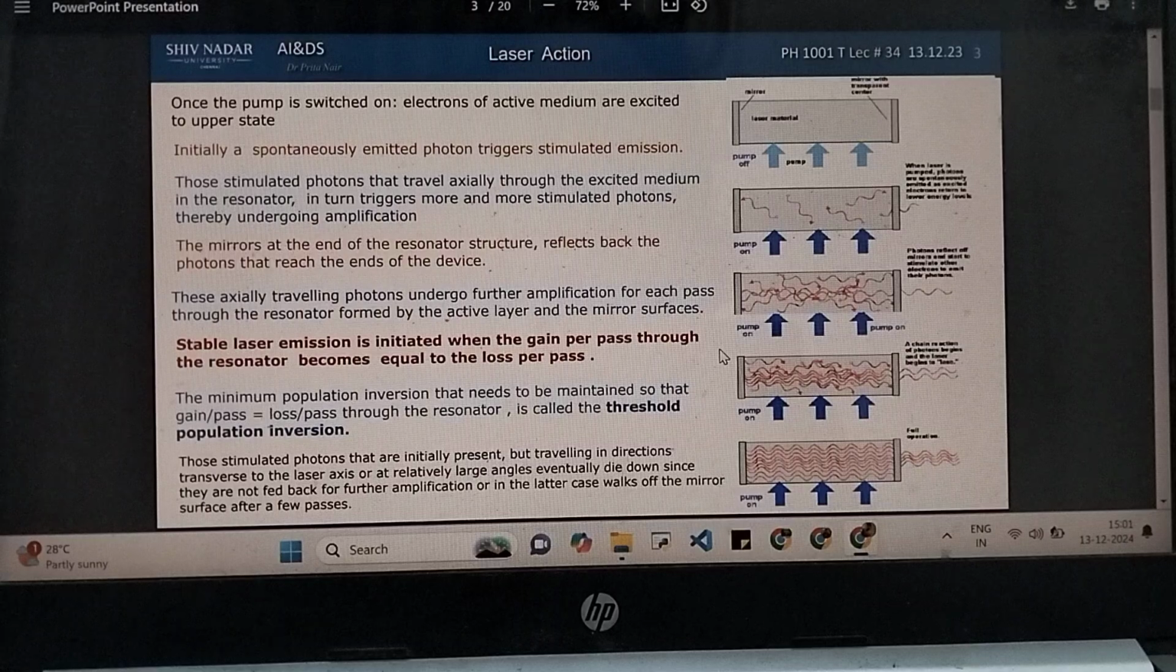So the minimum amount of population inversion that should be created so that the gain is equal to the loss and you have stable laser action is called threshold population inversion.